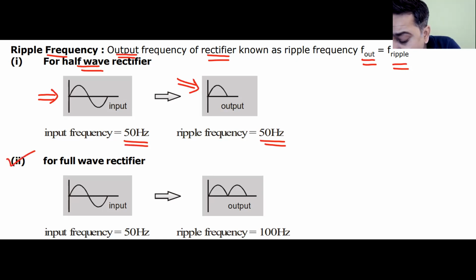But for a full-wave rectifier, you have positive cycle and negative cycle. Here, you have two positive cycles. Therefore, the frequency has become twice. Do we understand this? Yes, sir. Please note it down. Very important point. Question will come on this.